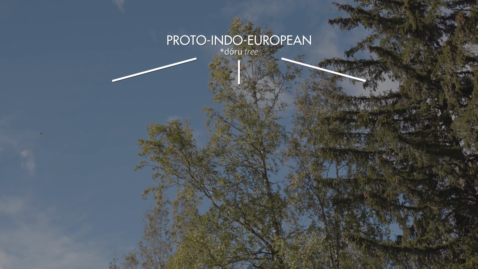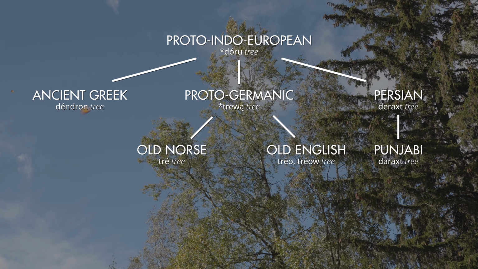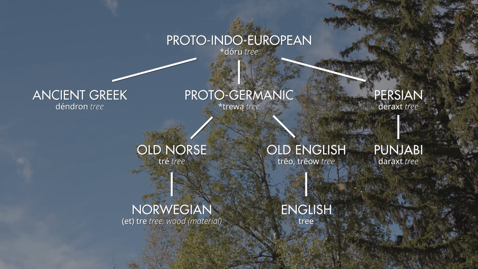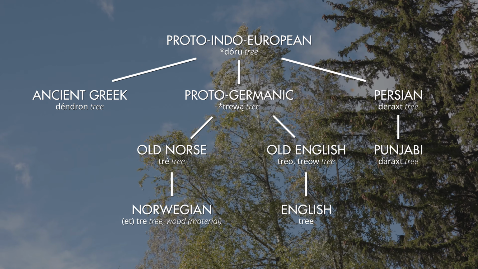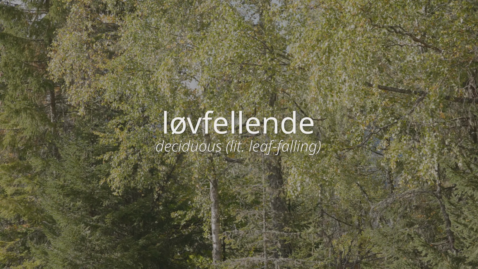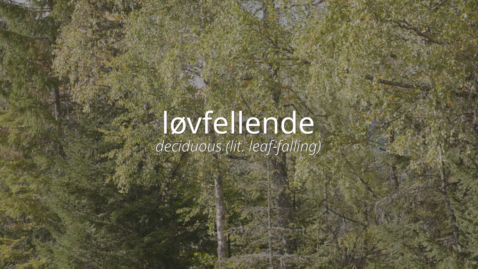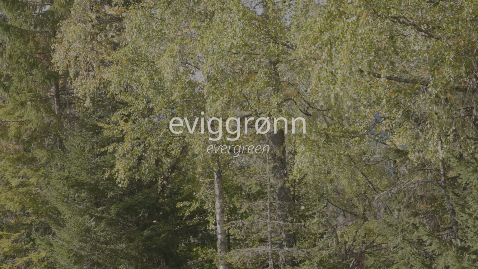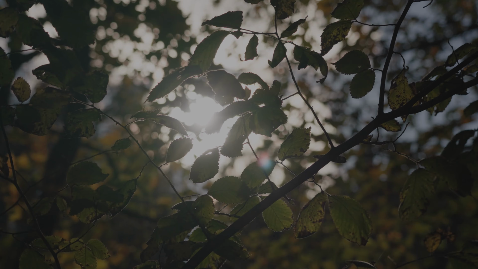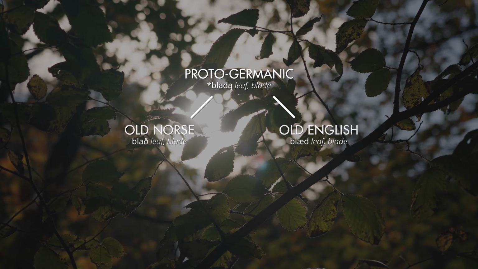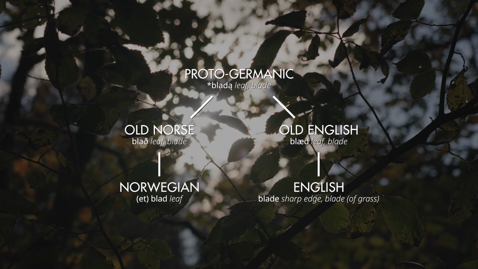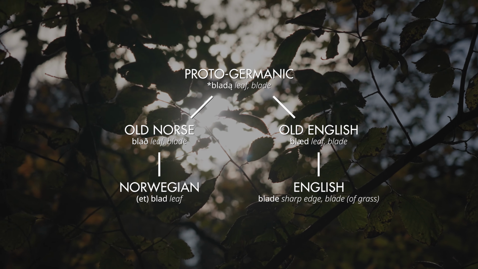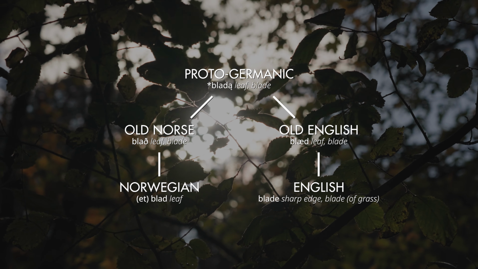Tre comes from a Pi word doru, from which we can derive ancient Greek dendron and Persian derakt, which in turn gives us Punjabi drakt. Latin arbor comes from a different Pi root. Trees can be løvfellende, literally leaf falling, meaning deciduous, or eviggrønn, evergreen. Blad means an individual leaf, and løv, which is cognate with leaf, means both the leaves from deciduous trees and foliage. In English, we still describe individual strands of grass as blades.